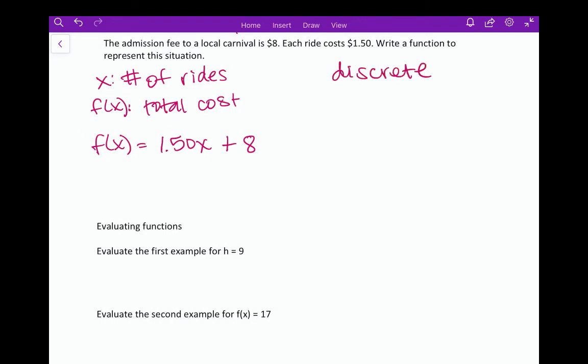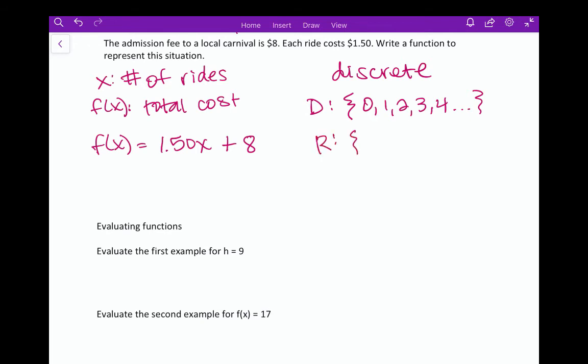This is going to be a discrete function. The reason is because I cannot ride half a ride. So my domain is actually going to be 0, 1, 2, 3, 4, and so on. So that's how I would write my domain. I'm not going to use an inequality because, again, it's discrete, which means that there are specific numbers that are in the domain, and it's not like from some numbers to another number with every number in between, because I can't ride half a ride.